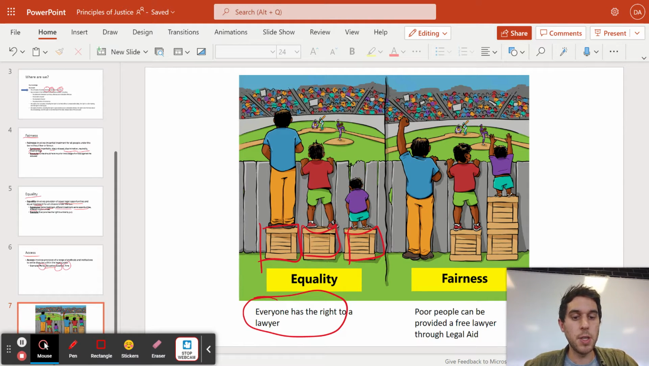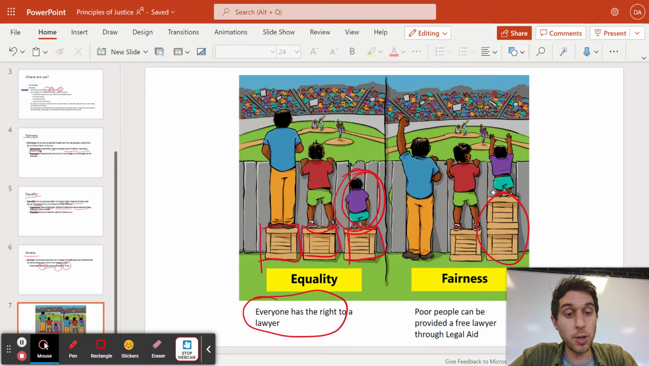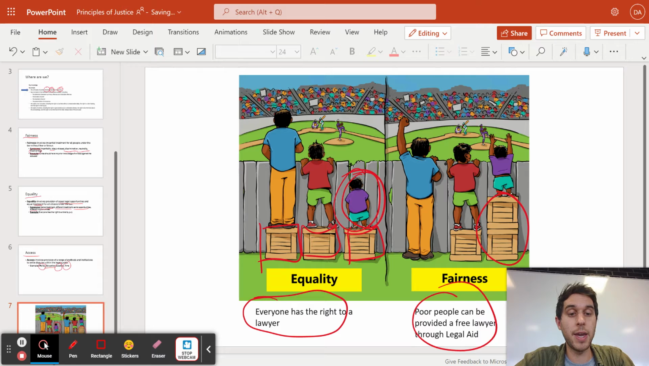Fairness, on the other hand, is more about making sure that no one is disadvantaged. Here we can see on the left-hand side, everyone being treated equally leaves this poor little kid unable to see the field. If we were to apply the legal analogy to this, this poor little kid might have the right to a lawyer, but he's too poor to afford one. Fairness is about making sure that disadvantage is removed. So here, we would treat people differently. We'd give this kid more boxes, or in the legal system, we'd give this kid a free lawyer, so that they end up not disadvantaged.